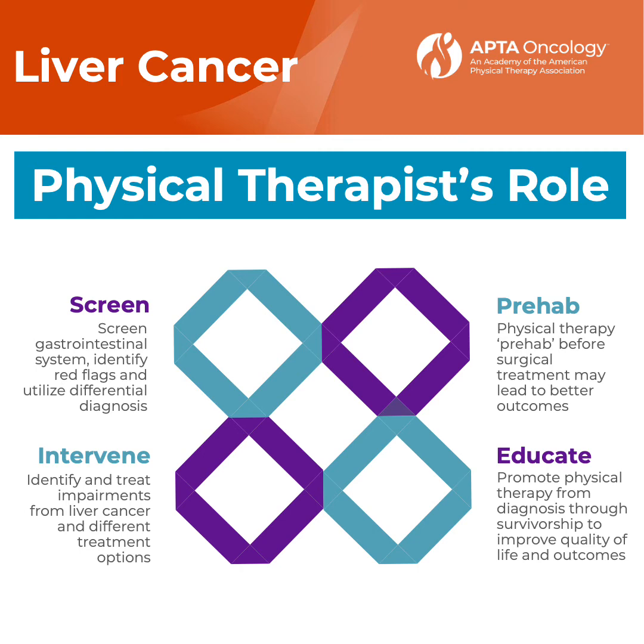Next, our role is to intervene. We are able to identify and treat impairments from liver cancer and also from the different treatment options that we mentioned before. We are able to identify the impairments caused directly from liver cancer or ones that may come along throughout the entire spectrum of cancer care as they go through these other treatment options to fight the cancer. Lastly, our role is to educate. We should be promoting physical therapy from diagnosis through survivorship to improve the quality of life and outcomes of these patients where appropriate.